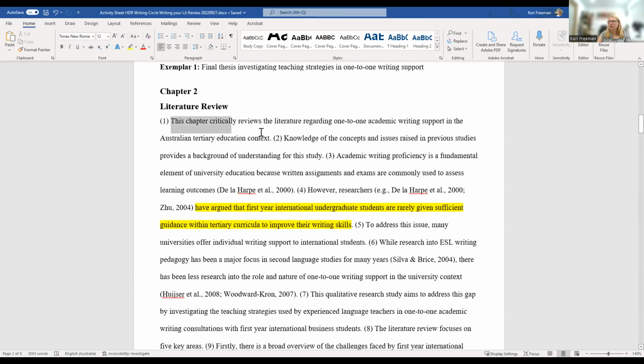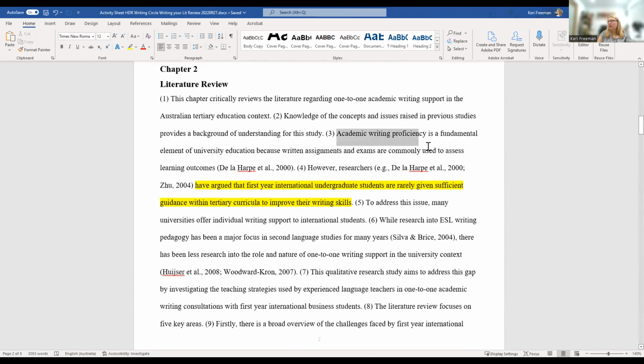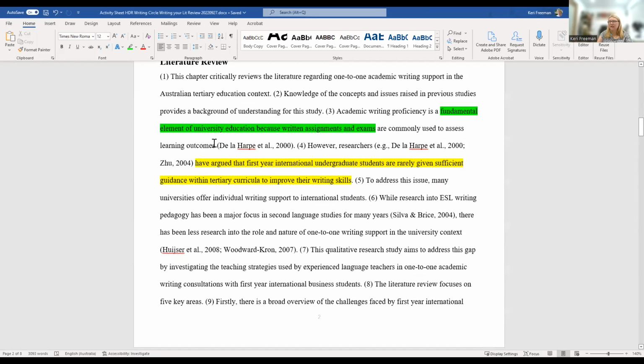So this is the research topic. See how we're going from broad to narrow. This chapter critically reviews the literature regarding one-to-one academic writing support. So quite broad, right? Then by looking at previous studies, we can get a background of why this study is needed. Why writing? Well, it's important. So setting the scene about why we might care, why it could be valuable. So this potentially could be about value, pretty broad still, but starting to plant the seed.